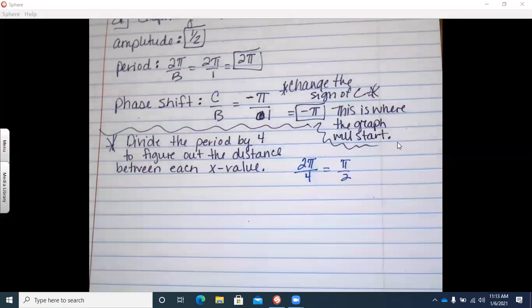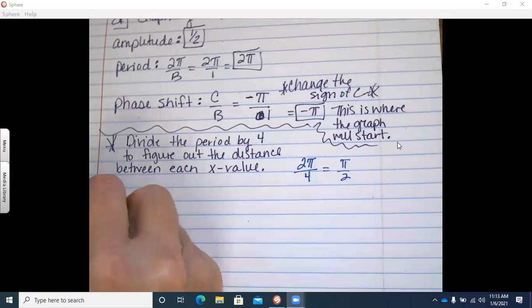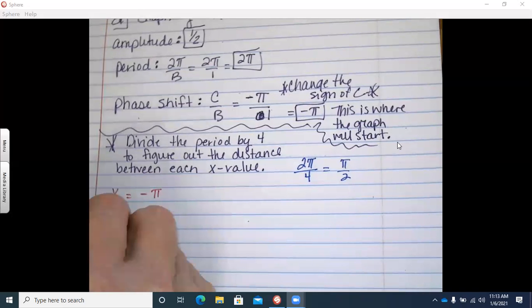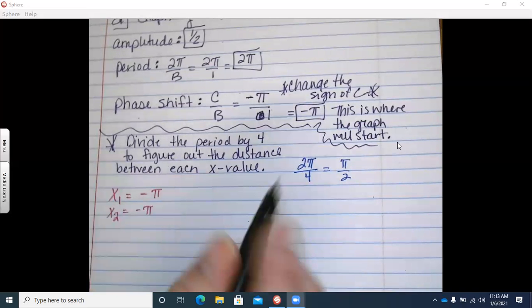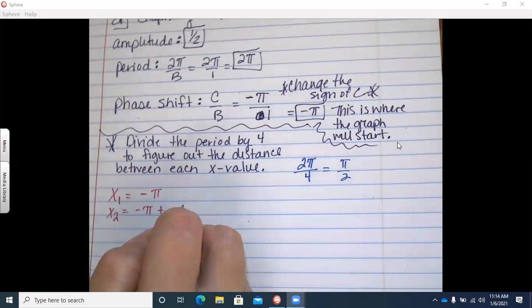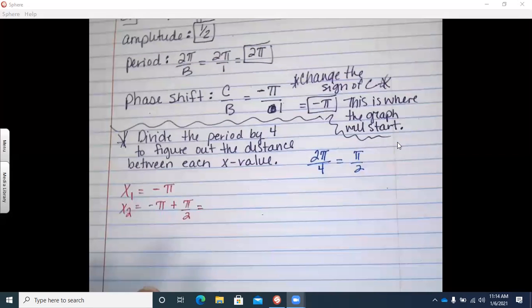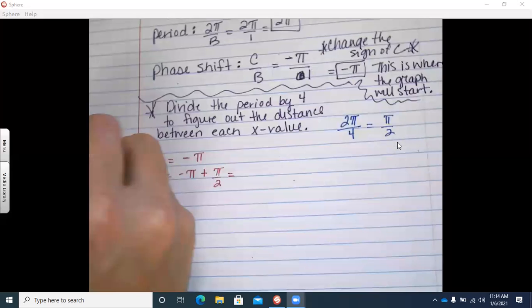Okay, so do we know our first point? Negative pi. So I'm going to call it x sub 1. X sub 1 is negative pi. All right, so my second point, I take negative pi and I add what to it? Pi halves, and that will give me my second point. So just add the coefficient. So that's negative 1 plus 1/2, right? And I'll do that on the side. Negative 1, I'm going to turn that into a fraction. So negative 1 over 1 plus 1 over 2.